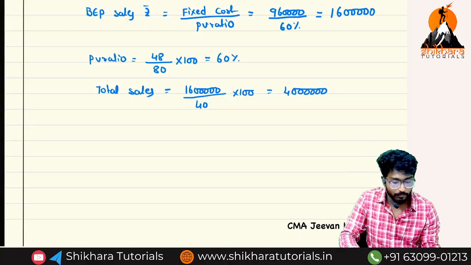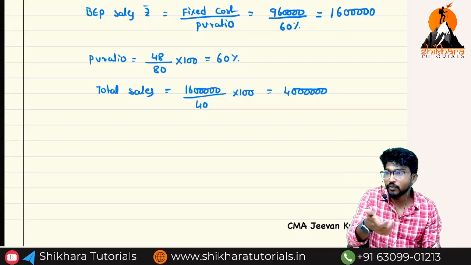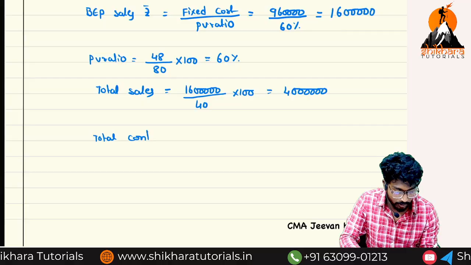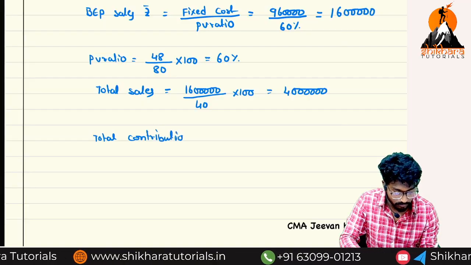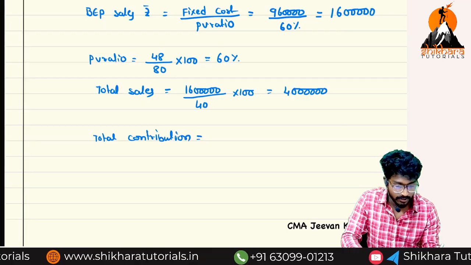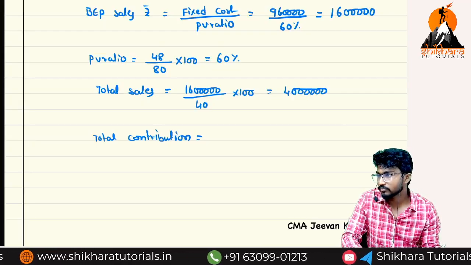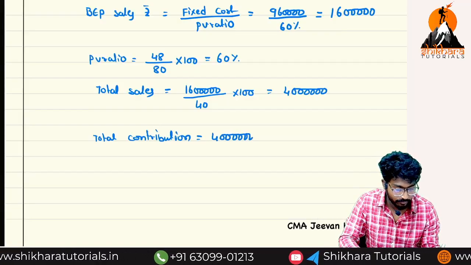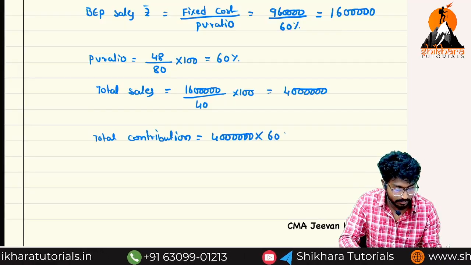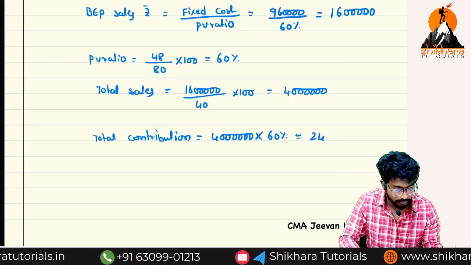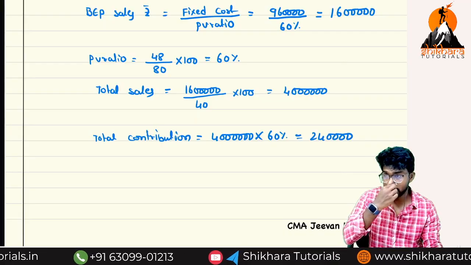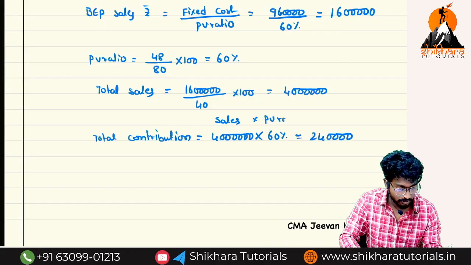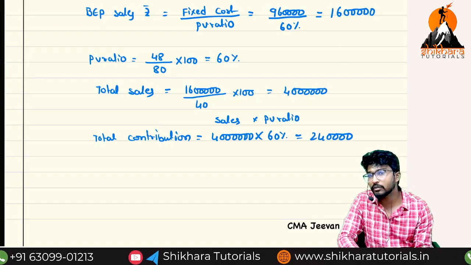Now our total sales is how much? 40 lakhs. Now we all know, out of 40 lakhs, what is the contribution? Now total contribution is equals to, how you will get total contribution? Sales into PV ratio. We know sales, we know PV ratio, like 40 lakhs into 60%. That comes to 24 lakhs. This is sales into PV ratio. Till now any doubts?